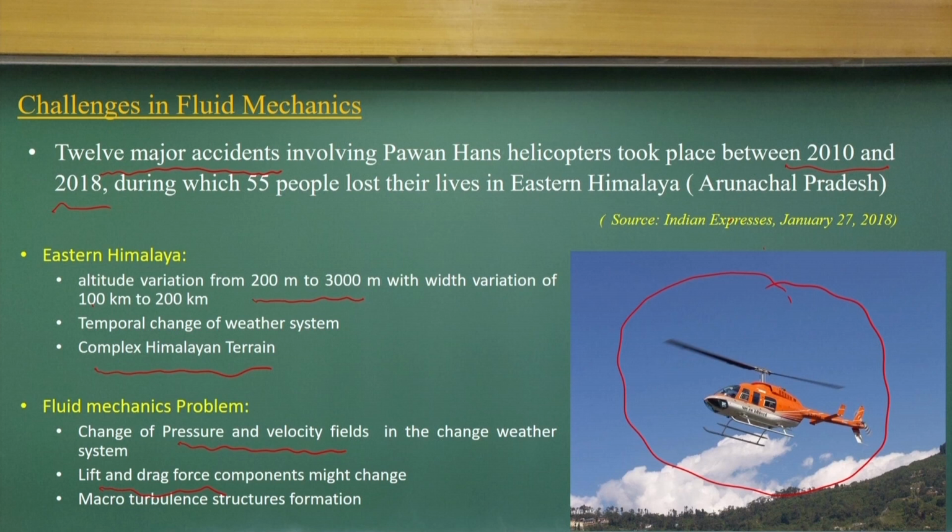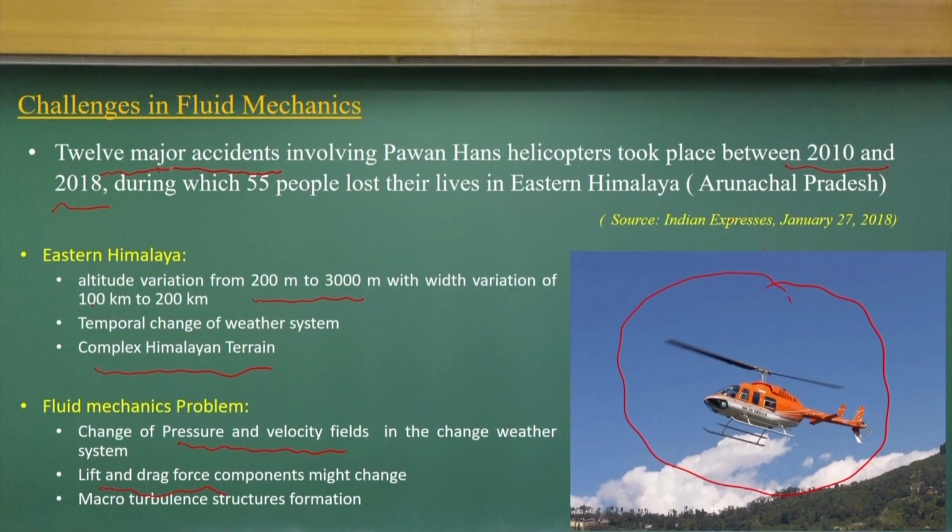Not only that, we can expect that macro turbulent structures could be forming, about which we don't have knowledge. Those combinations of macro turbulent structures and changing pressure and velocity fields cause lift and drag forces in different directions. Because of that, most of the pilots failed to control the helicopters, and because of that we had these 12 major accidents within 8 years in the eastern Himalayas.